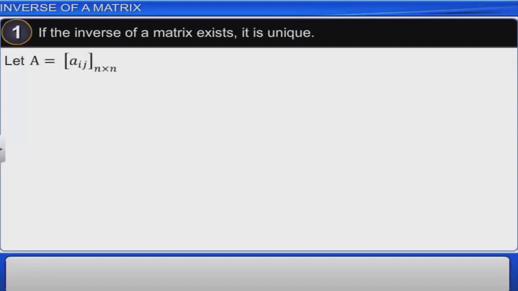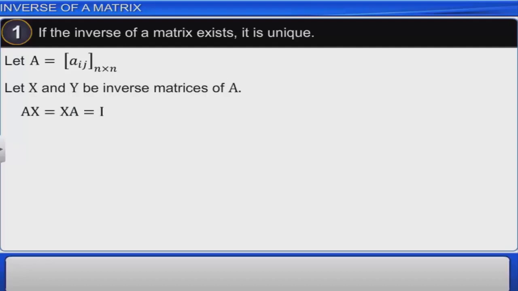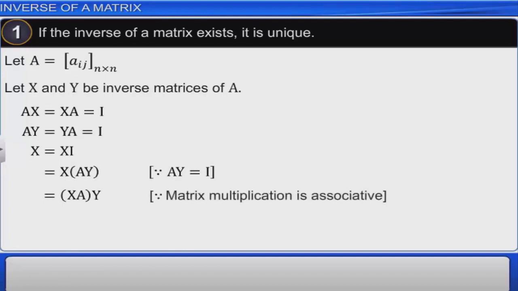Let A be a square matrix of the order n by n. Let X and Y be inverse matrices of A. Therefore, the product of matrices A and X is equal to the identity matrix I. Similar is the case with matrix Y. Now matrix X can be expressed as the product of X and the identity matrix of the same order. This relation can be expressed as shown. Therefore, X is equal to Y.